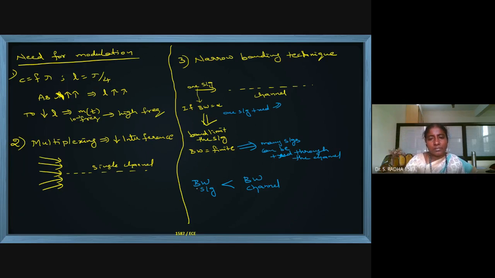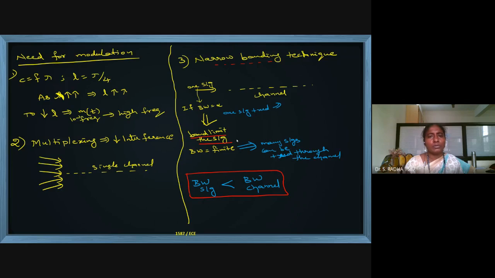You can remember this easily: the channel is the thing where the signal will get transmitted. So signal bandwidth should always be less than the channel bandwidth. This is called narrow banding. Narrow banding means we are band limiting the signal so that there is space for other signals also to be transmitted through the same channel. Otherwise, it is only one signal, one channel.